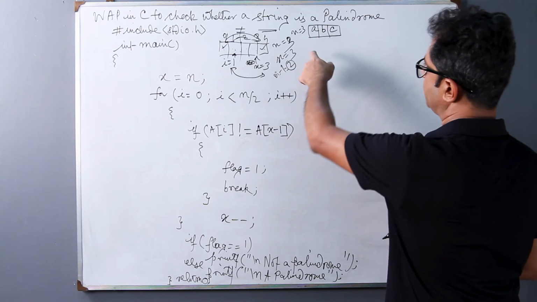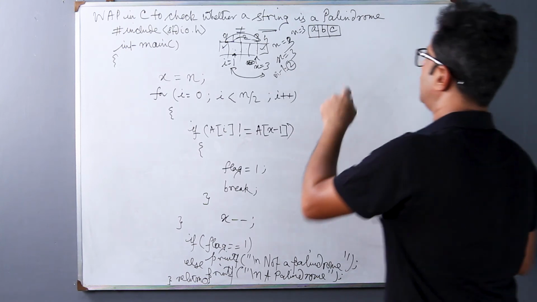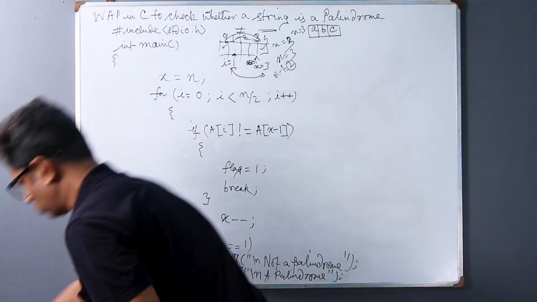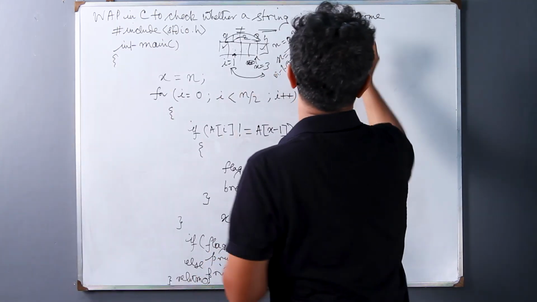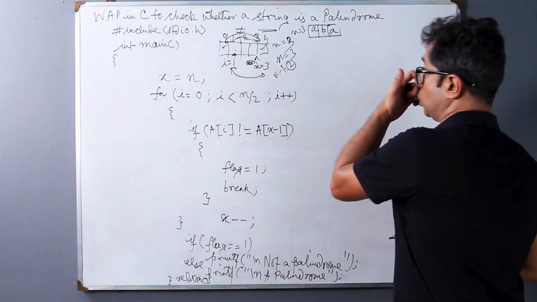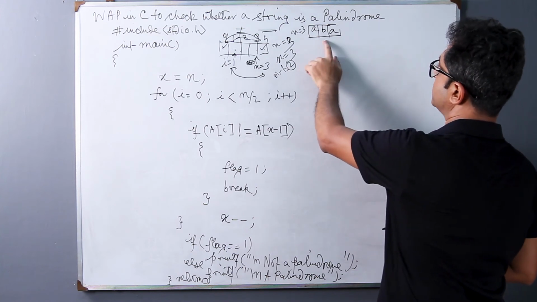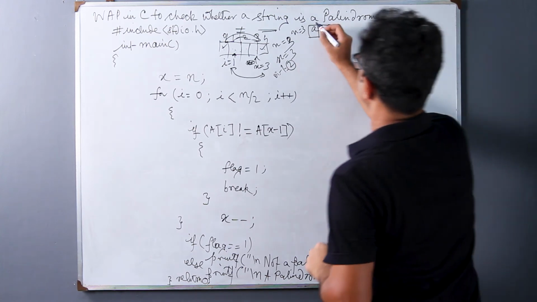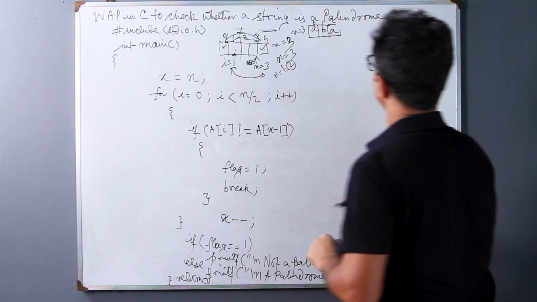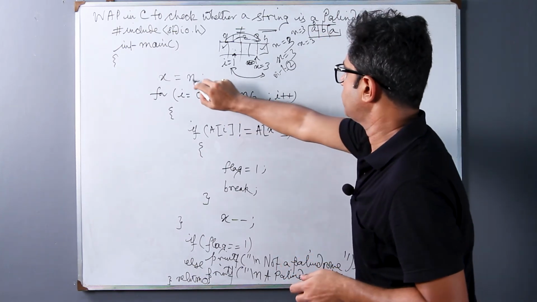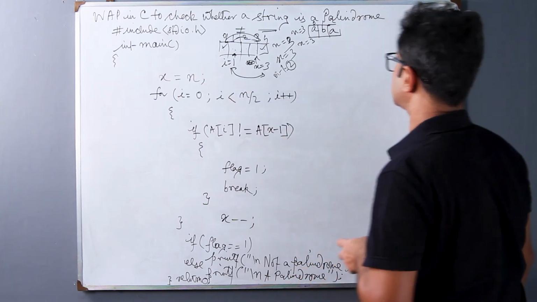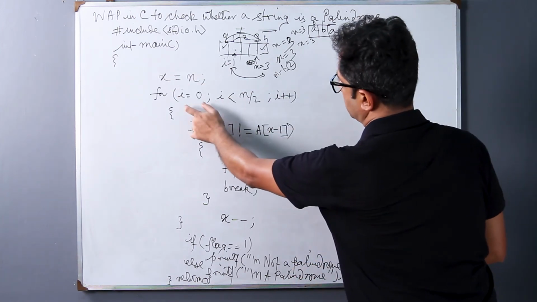We have taken the input. Suppose the user has entered the string in this manner: A, B, A. So this is the 0th position, 1st position, 2nd position. N value is 3, and X value is definitely 3 because whatever is the value of N has been assigned to X. And then we come to this iteration part.